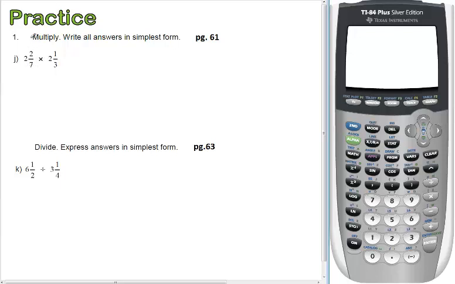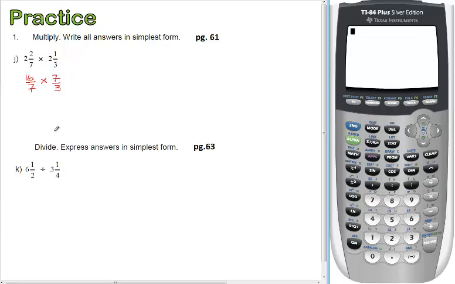For example, if I look at the very first one here, 2 2/7, how do I change that from mixed to improper? So you multiply the 2 by the 7. 7 times 2 is 14. And then add the 2 on top, so that'll be 16. And of course, the denominator stays as 7. Then 1 1/3: 3 times 2 is 6, plus 1 is 7/3. Okay?